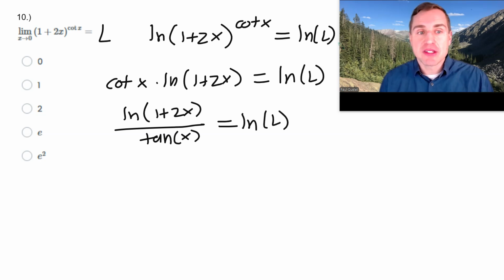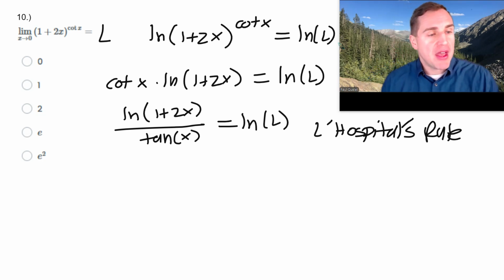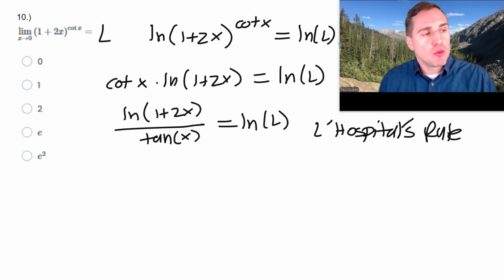And now this is a good candidate for L'Hopital's rule. I'm not sure if I'm spelling it right. I do have a video on this channel about L'Hopital's rule, but it turns out that when we have a limit, you could take the derivative of the numerator over the denominator and it gives you the same limit value as long as it's in indeterminate form.